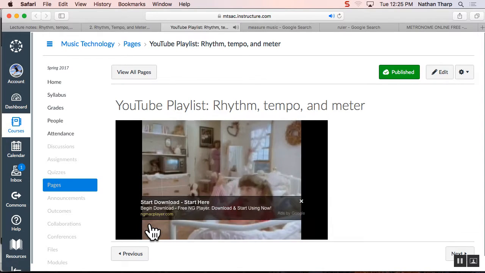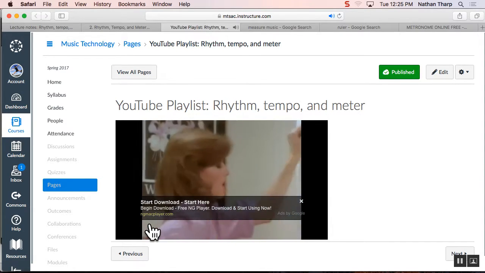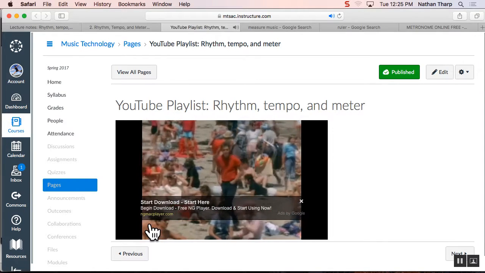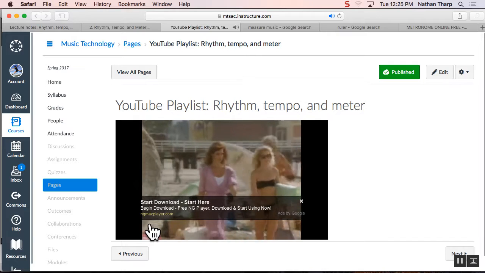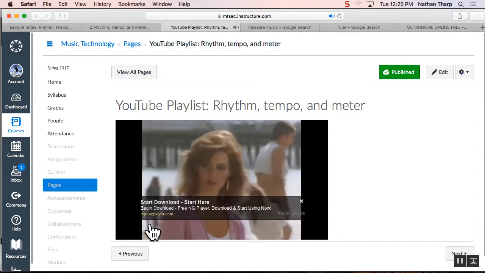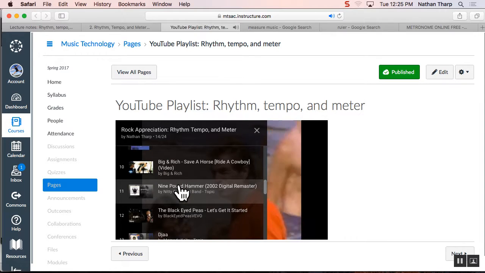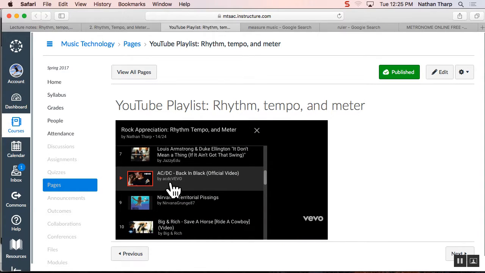Walk, walk, walk, walk. This is just like that AC/DC, but it's swung. It makes you really want to go sideways, doesn't it? Let me switch back to the AC/DC so you can just compare. Almost the same tempo. Straight.